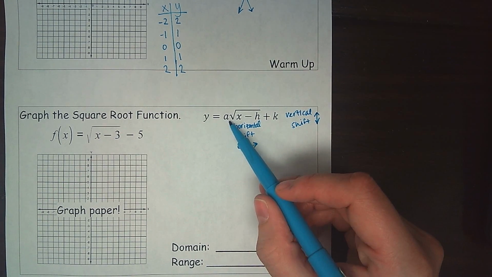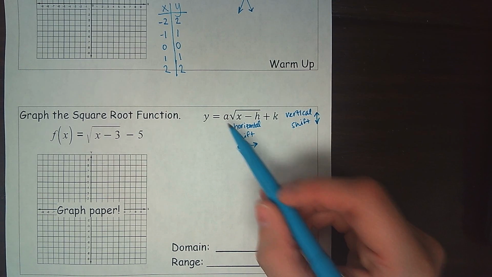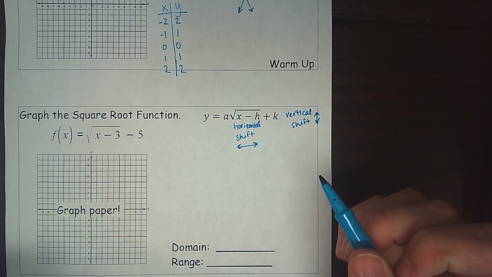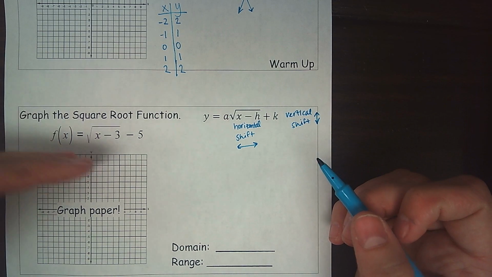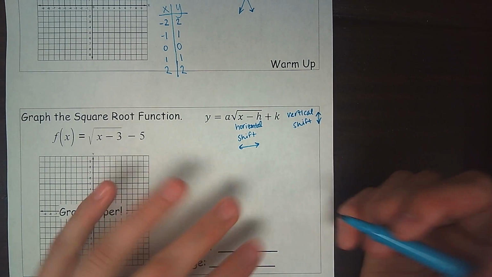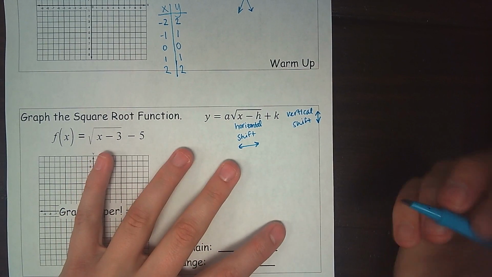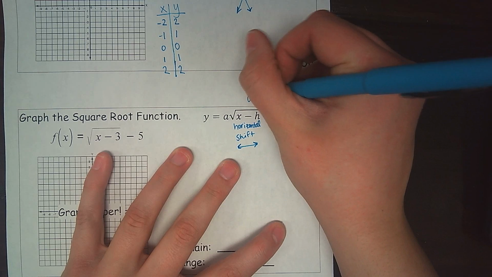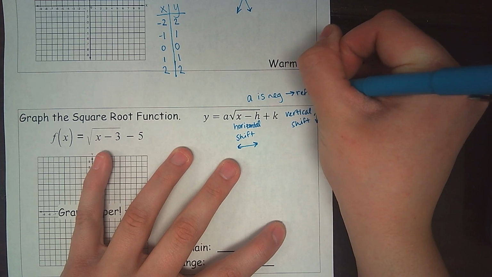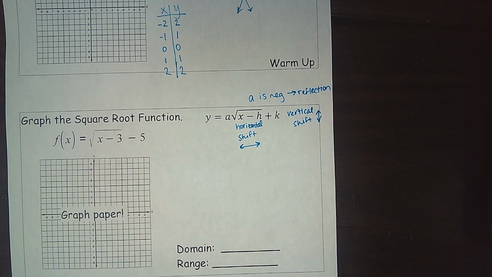Your A value, we're calling that your multiplier again. And just like before, when your A value is negative, we will see our square root function kind of flipped upside down, and we call that a reflection. So when A is negative, that is a reflection. It's kind of a mirror image over your x-axis.